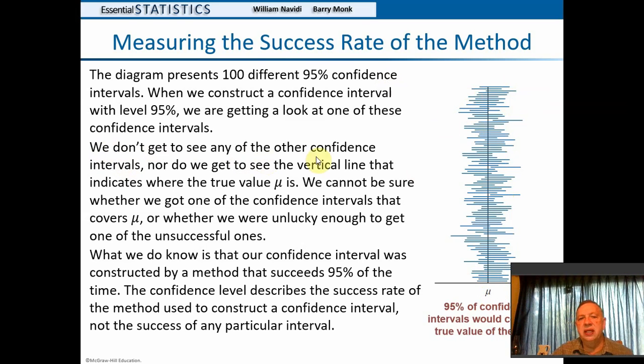We don't get to see any of the other confidence intervals, nor do we get to see the vertical line that indicates where the true value mu is. We don't know what this is. We just know that if we did 100 samples, this is what the confidence intervals that we calculated would look like. What we do know, though, is that our confidence interval was constructed by a method that succeeds 95% of the time. The confidence level describes the success rate of the method used to construct a confidence interval, not the success of any particular interval.